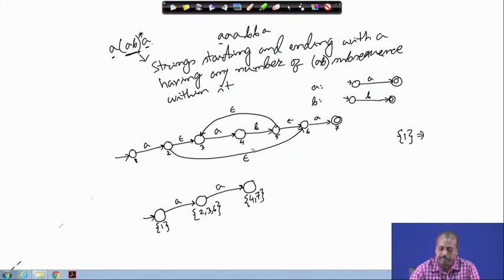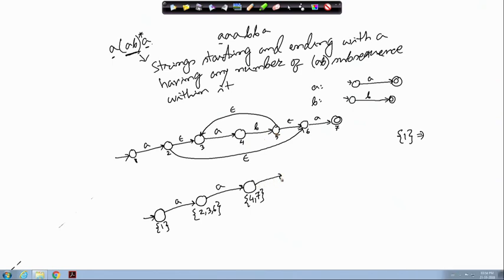Similarly, from 2, 3, 6 if you try to go on B, there is no transition defined from 2, 3 or 6 on B. So, on B there is no transition. Now, from states 4 and 7 there are no transitions defined on A, but on B from 4 you can come to 5. So, the state is 5. Similarly, from 7 you cannot go anywhere on B, it is not defined.